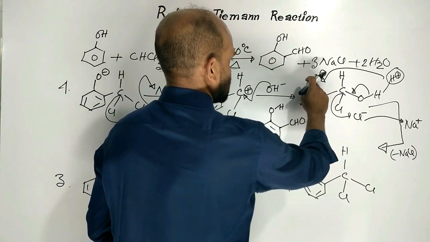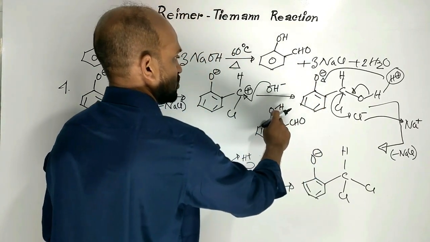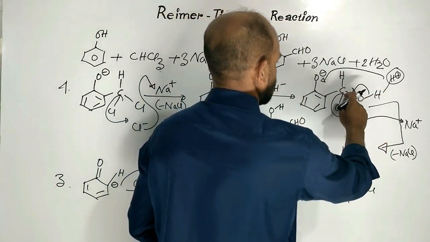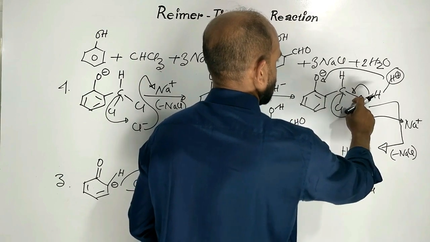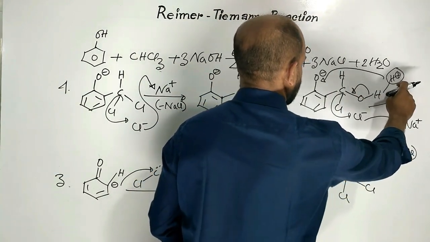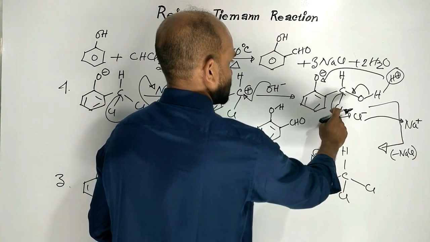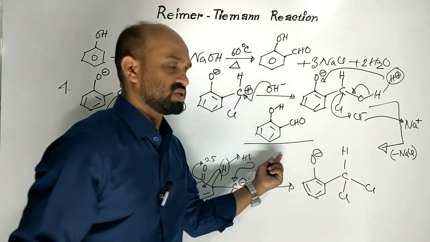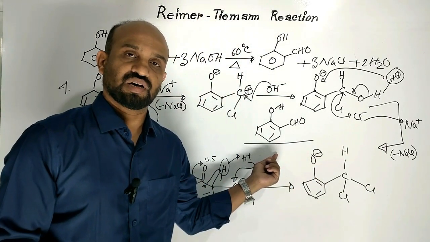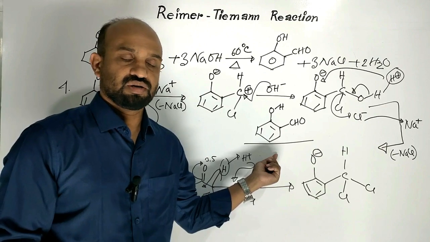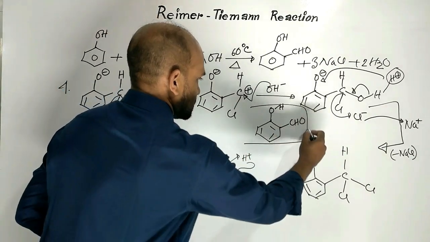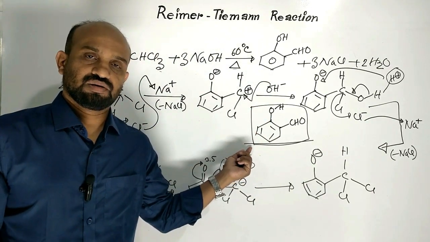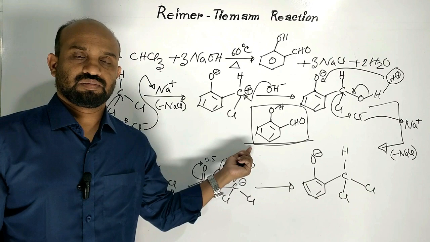Here this oxygen turns into a hydroxyl group and this group turns into a CHO group, CHO. This hydrogen gets freed as a proton, this chlorine gets freed as chloride ion, and ultimately this compound is obtained, that is salicylaldehyde. This is the way by which salicylaldehyde is obtained through this reaction, the Reimer-Tiemann reaction.